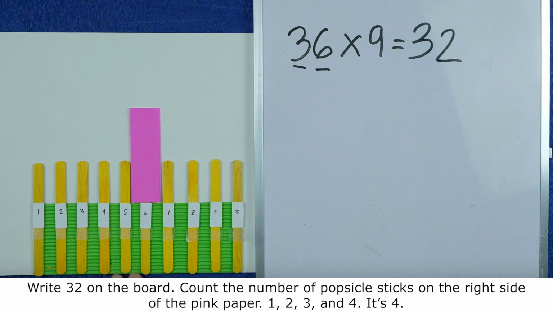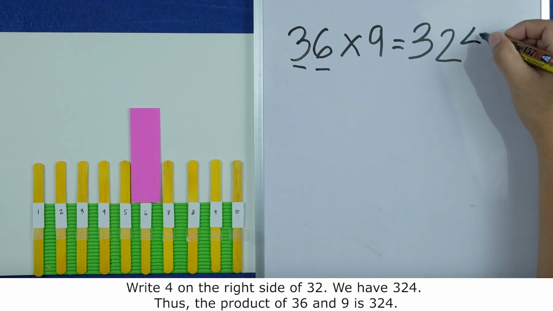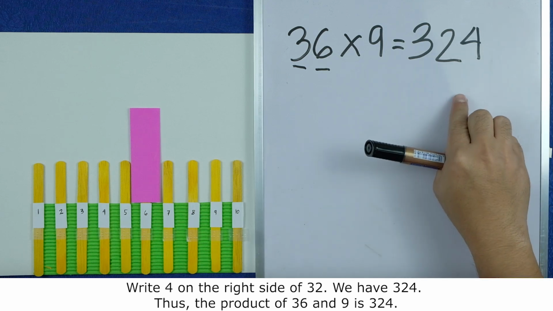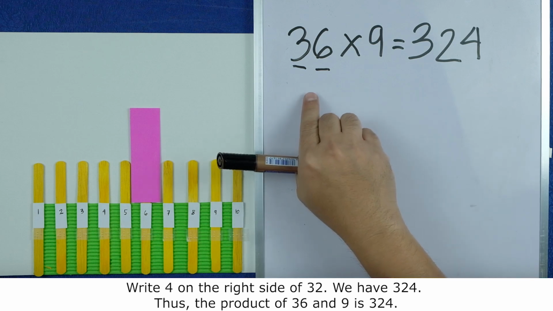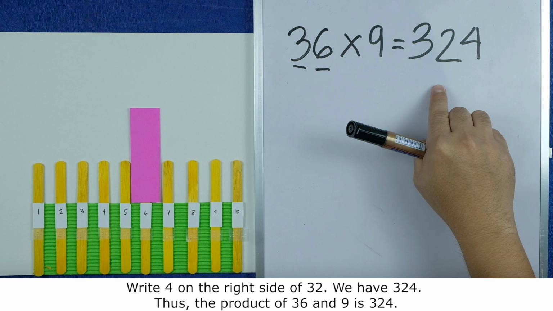Now count the number of popsicle sticks on the right side of the pink paper. Let's count. 1, 2, 3, and 4. It's 4. Write 4 on the right side of 32. So we have 324. Thus the product of 36 and 9 is 324.